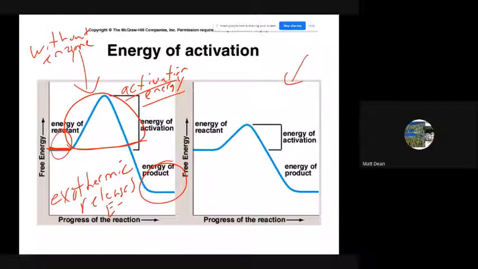This is a diagram of the same exact reaction. This time though, there's an enzyme present. And notice that the amount of activation energy is a fraction here of what it was there. The reactant still started with the same amount of free energy. The products still ended with the same amount of energy. The difference was it took less energy to get the reaction started. And that's the beauty of enzymes. That's what they do. Enzymes lower activation energy.